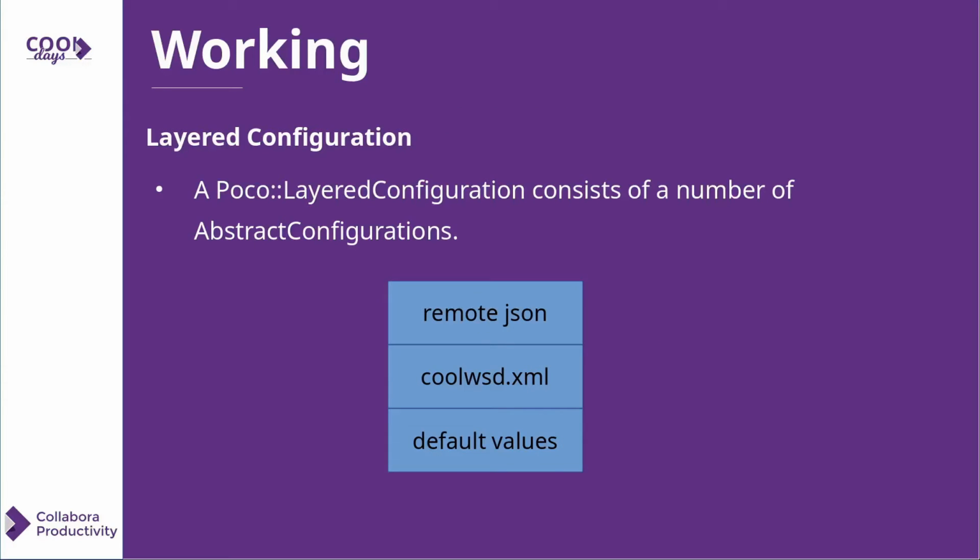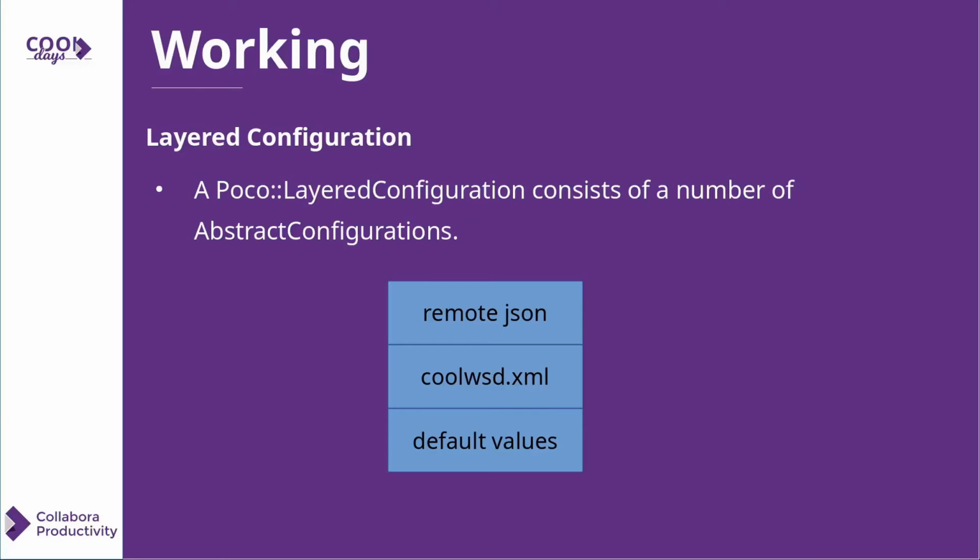Once Collabora Online gets the updated JSON, it uses Poco library's layered configuration class to apply the new configuration on top of the existing layer. It consists of a number of abstraction layers. When reading a configuration property in a layered configuration, all the added configurations are searched in order of their priority.